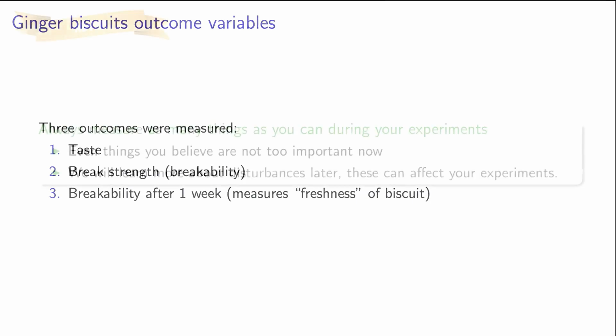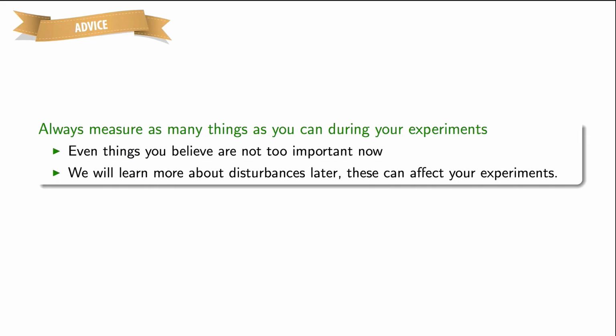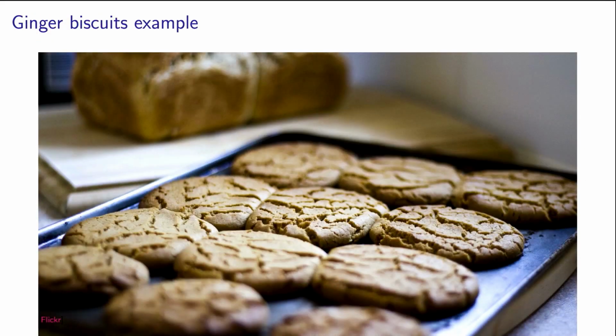Why did she measure 3 outcomes? Here's a great piece of advice when you run experiments. Even if you only have one outcome variable as your current objective, try to measure as many outcomes as you possibly can, because you never know in future which outcome you will be interested in. It's very expensive to repeat experiments, so measure as much as you can the first time, even variables you're not interested in right now. So let's go back to that taste outcome and ignore the other 2 outcomes for now.